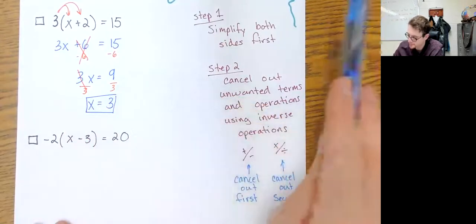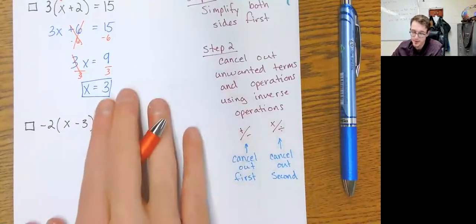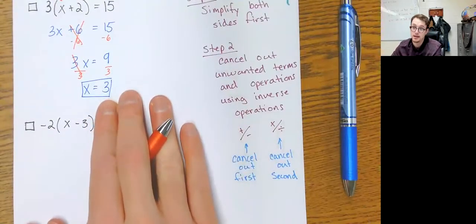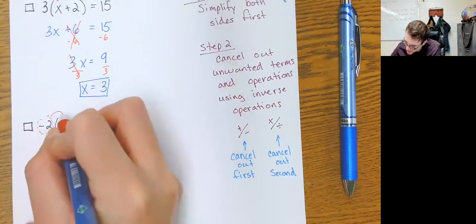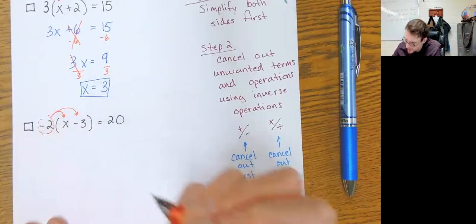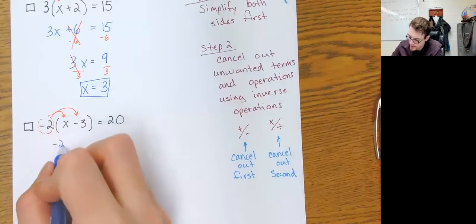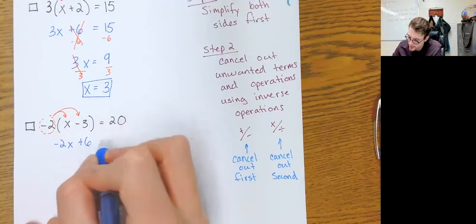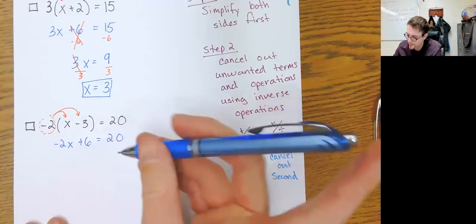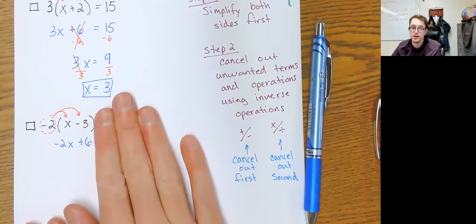All right. Same thing for this next problem. Cover up this side and I see that's not simplified and I need to distribute. So I'm going to distribute this negative 2 through. So negative 2 times x is negative 2x. Negative 2 times negative 3 is positive 6, and then I just got 20. Covered up, simplified now. We're good to go.